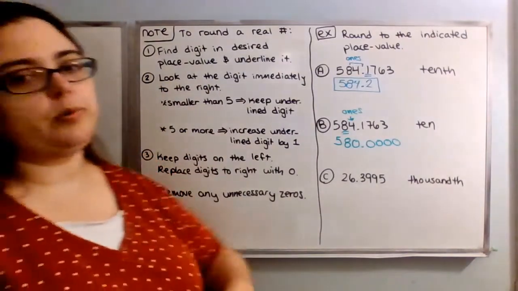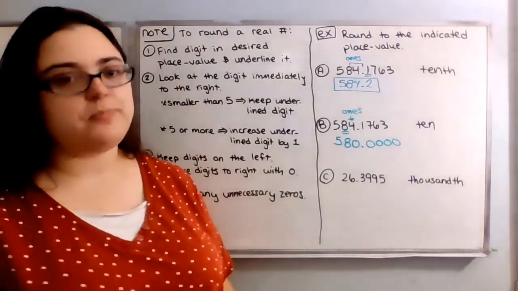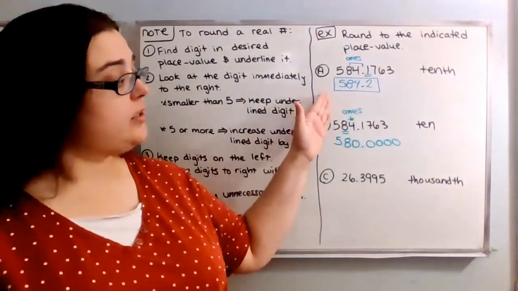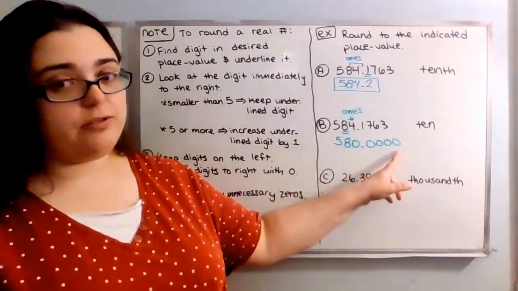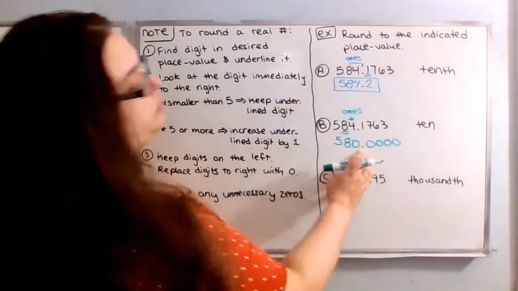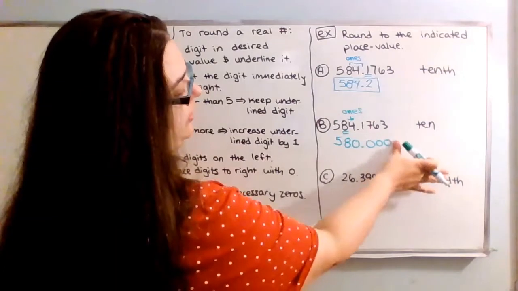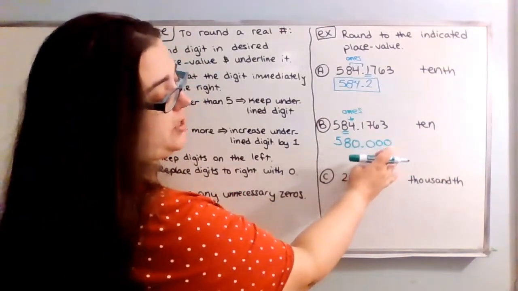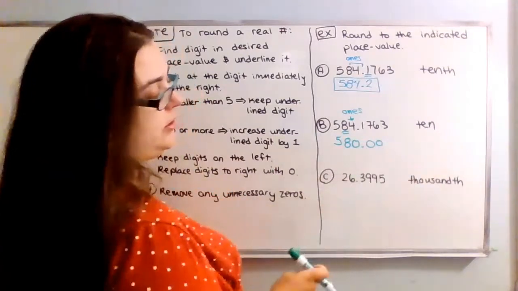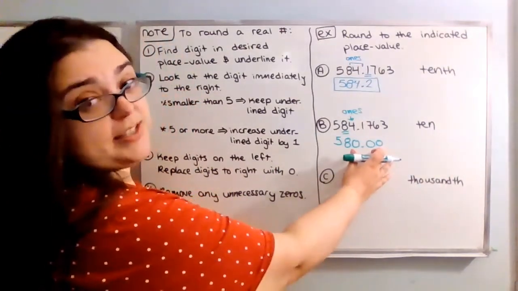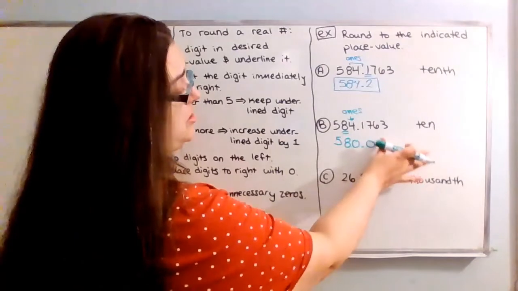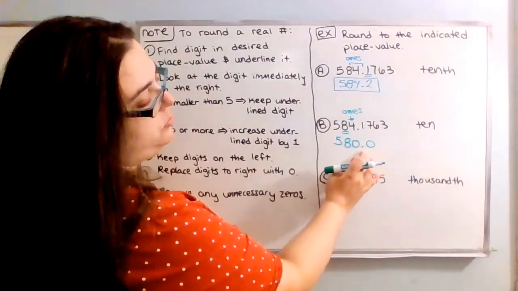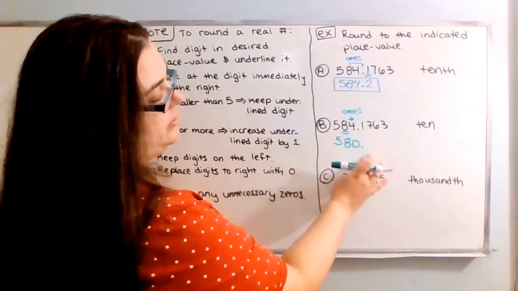Step 4, we're going to remove any unnecessary zeros. So we can go through the same process as we did before in part A. All the way to the right is a 0, and it's to the right of a decimal point, so it's not necessary. We can get rid of it. That means this 0, since it's the last digit to the right of a decimal point, is still not necessary. This 0, last 0 to the right of a decimal point, not necessary. Same thing here, this 0 is to the right of a decimal point, so it's not necessary.